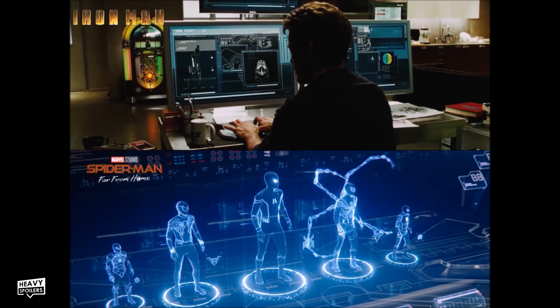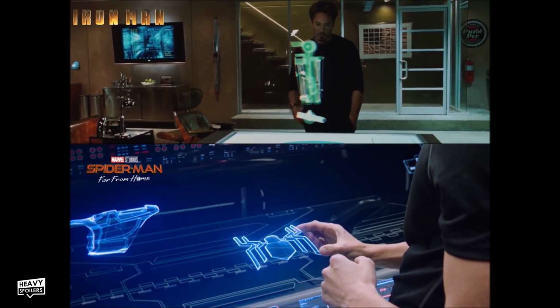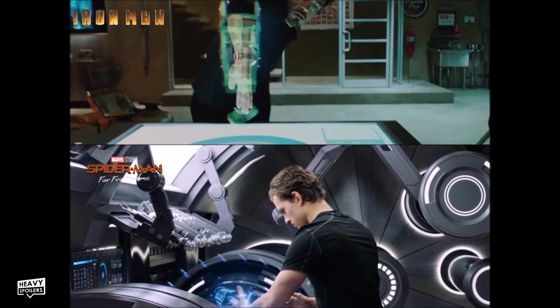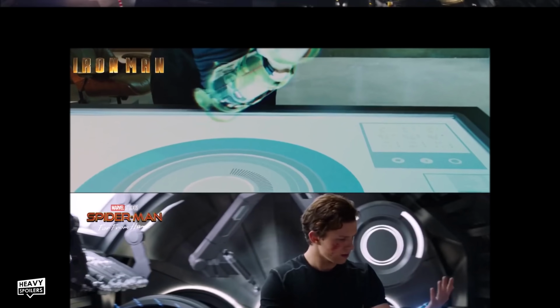I love the holographic arm that appears in Far From Home, and it really hammers home the idea that Peter is going to become the next Iron Man, and he's finally accepted his role as one of Earth's mightiest heroes.